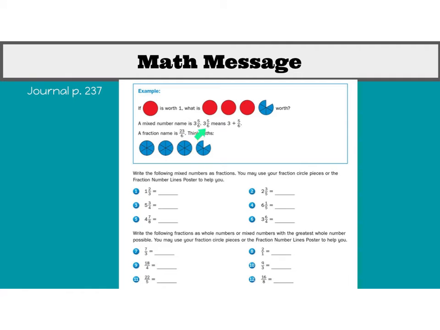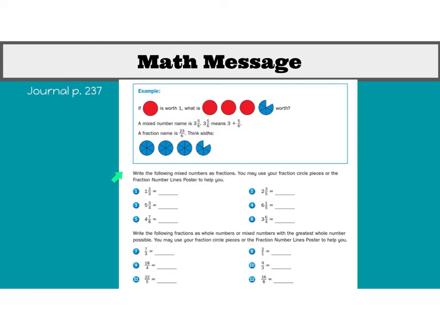3 5/6 means 3 plus 5/6. And if we wanted to take that 3 5/6 and turn it into a fraction, we would literally take these red pieces, the wholes, and trade them for sixths. And we would end up with 23/6.